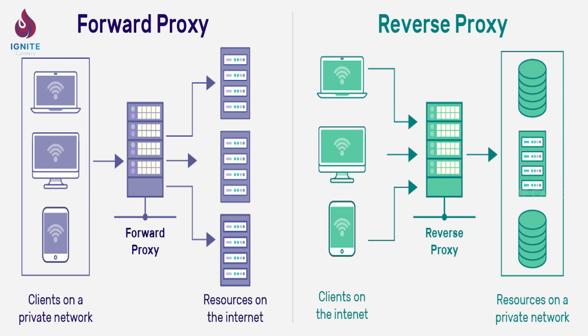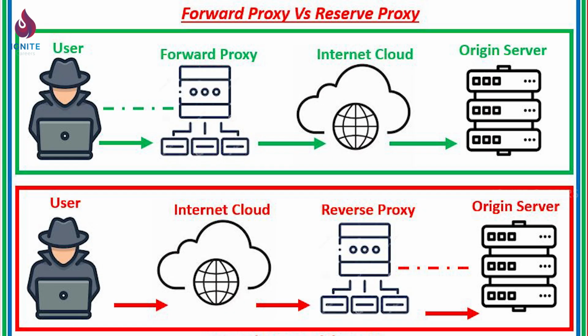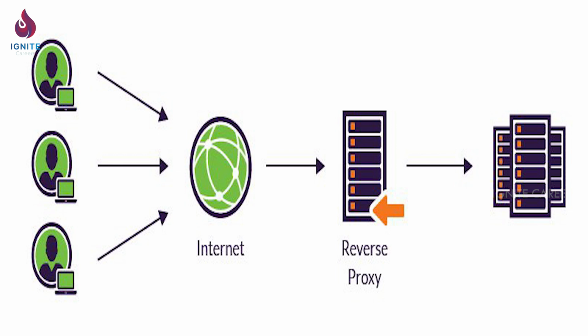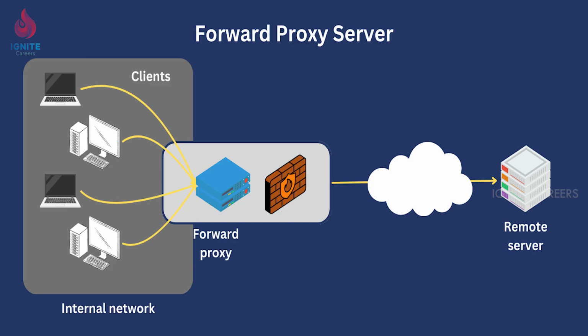So, what are all the key differences between forward and reverse proxies? Now, let's quickly summarize the key differences. Forward proxy is used by the client to access servers, whereas reverse proxy is used by the server to manage incoming client requests. Purpose: forward proxies are often used for anonymity, while reverse proxies are used for load balancing, caching, or security. Why use proxies?